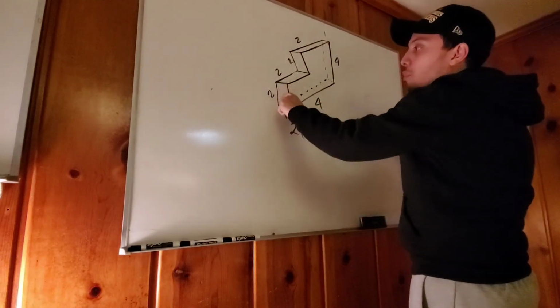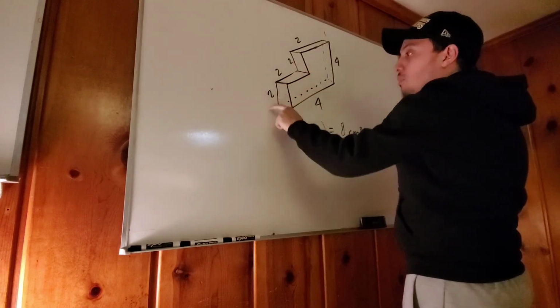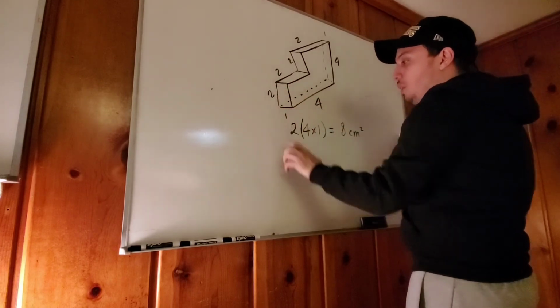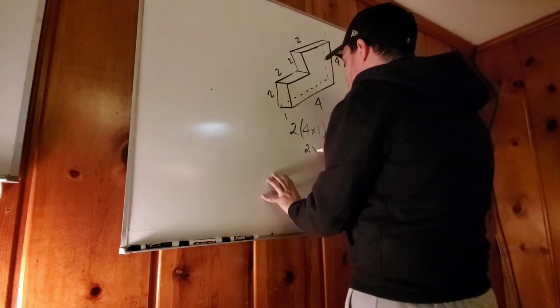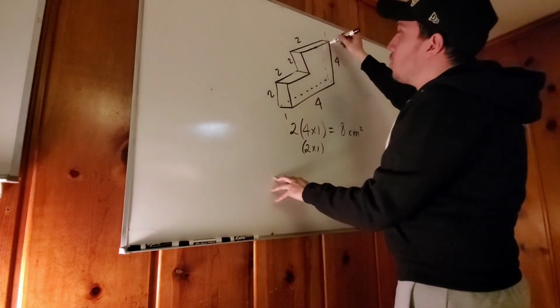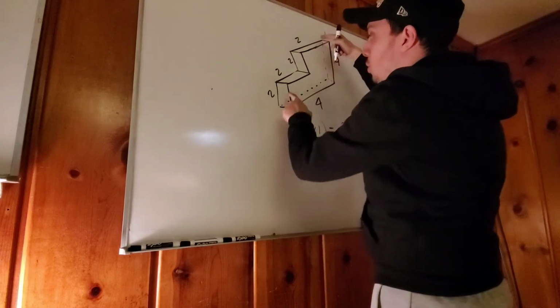Okay, now what about this one right here? Well, this is 2 times 2, right? Oh no, 2 times 1, sorry. 1 times 2. 1 right here in the base and 2 right here. So it's going to be 2 times 1. And then here on top, it's also going to be 2 times 1. So we have 2 of those.